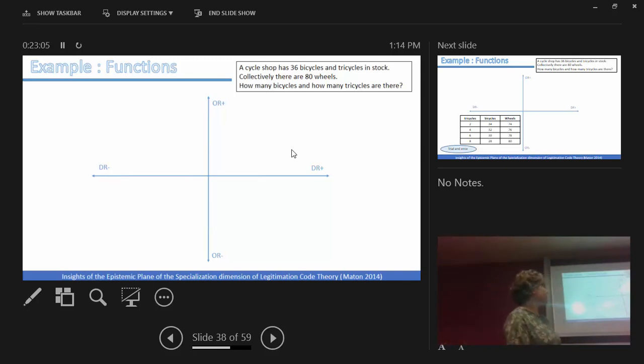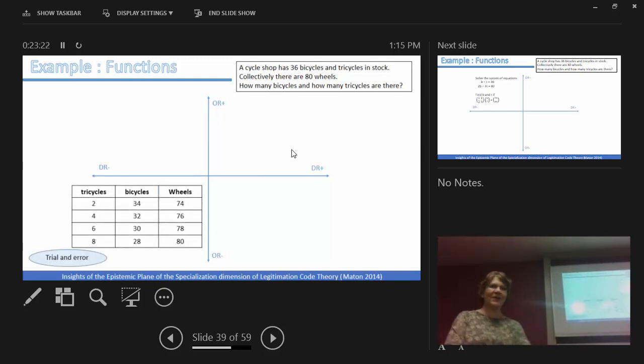So you have a cycle shop that has 36 bicycles and tricycles, and collectively there are 80 wheels. And how many bicycles and how many tricycles are there? So I won't ask you to solve that. But many a time, one's first attempt would be trial and error, all right?